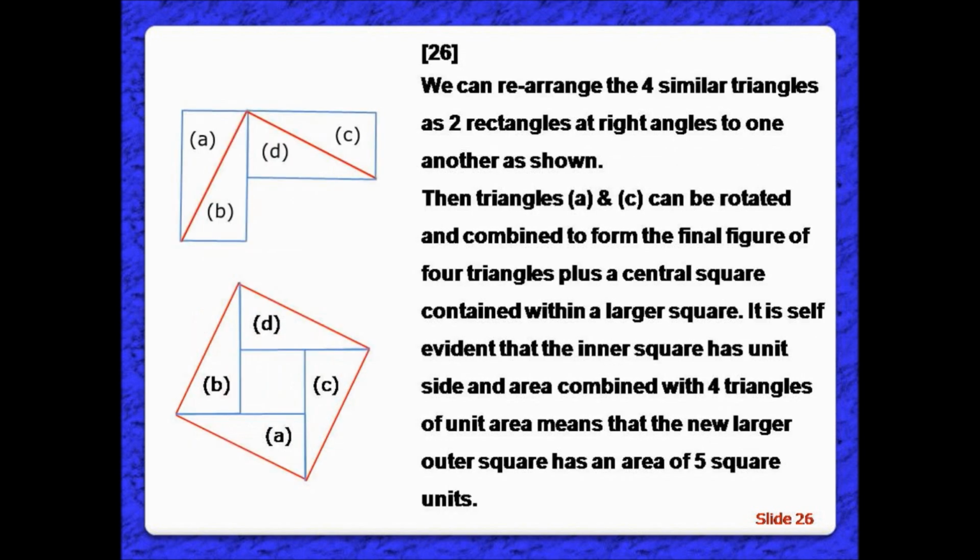We can rearrange the 4 similar triangles as 2 rectangles at right angles to one another as shown. Then triangles A and C can be rotated and combined to form the final figure of 4 triangles plus a central square contained within a larger square. It is self-evident that the inner square has unit side and area 1, which combined with 4 triangles of unit area means that the new larger outer square has an area of 5 square units.